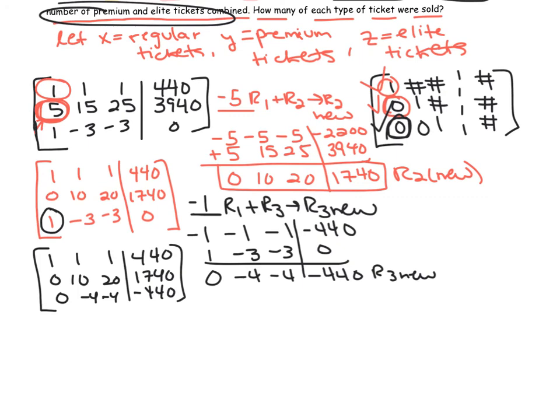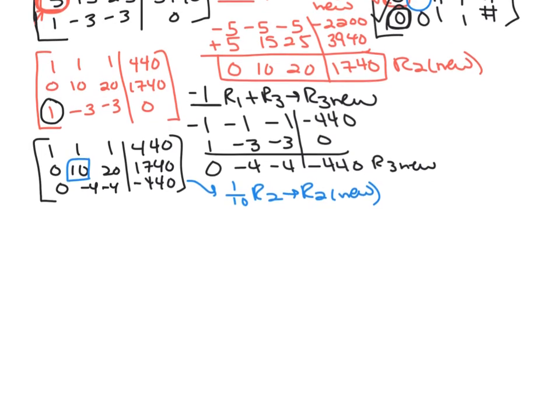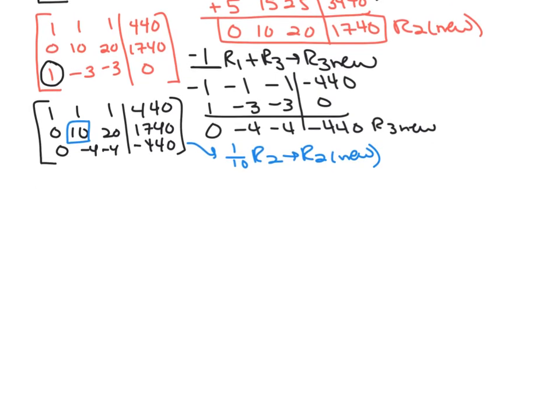Next thing I want to do now is change this 10 into a 1. So how am I going to turn that 10 into a 1? Well, this part's actually nice. I'm just going to multiply this entire second row by 1/10 to get my new second row. So let's do it. Multiply the entire second row by 1/10.